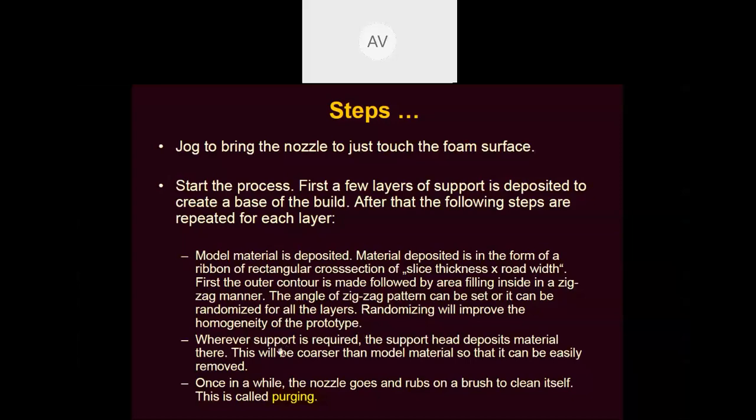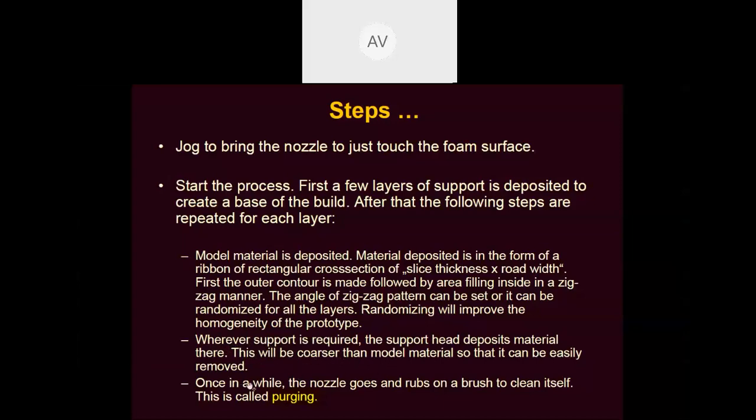Okay. And moreover, whenever support is required, the support head deposits the material there. Before that, when we transfer the actual 3D model in STL format to the system, it identifies the support areas where the support material should be deposited. The software will identify, and according to the coding it will instruct the machine to deposit the support material and main material, as I already said. So this is the same thing.